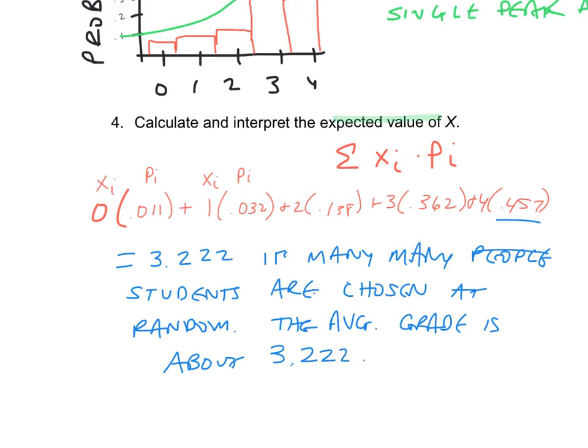Now think about it. This is not a continuous variable. That doesn't mean the expected grade can't be in between two points on the interval. So it's about a B that you would expect to get when you choose many students at random. And an important distinction to make here is students are chosen at random from this sample set here. Okay?